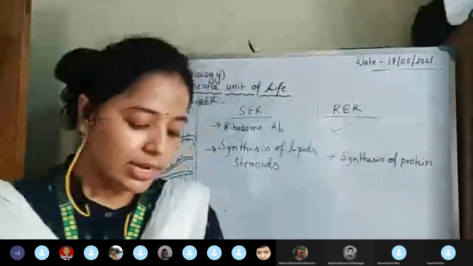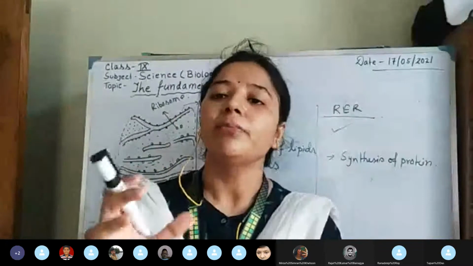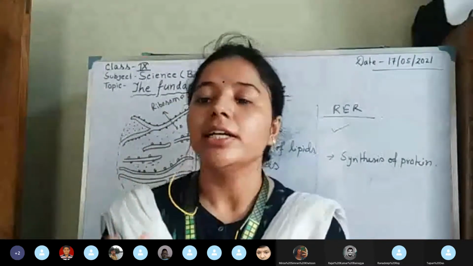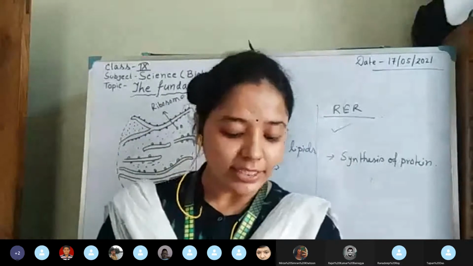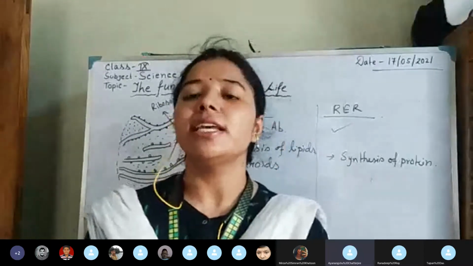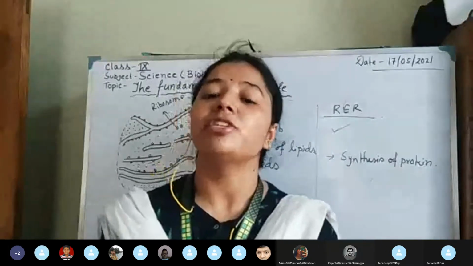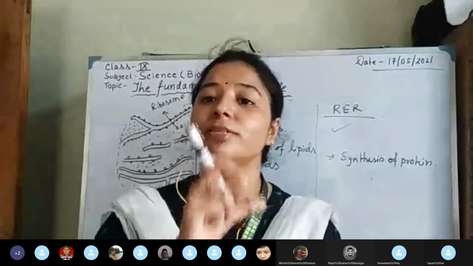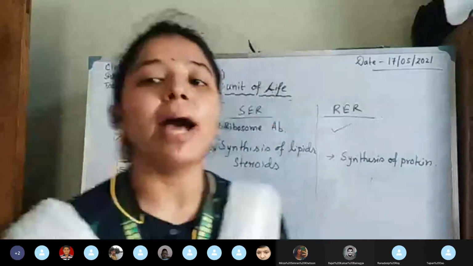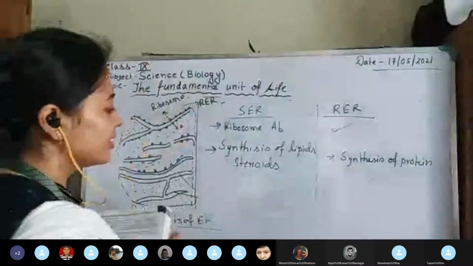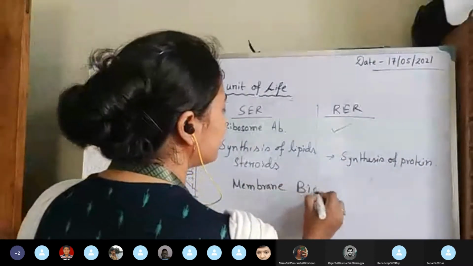Okay, students. Now I have told you that proteins and lipids are synthesized by RER and SER respectively. So we can say that the making of the plasma membrane, the cell membrane, is also dependent on the synthesis of this protein and lipid. This event is known as membrane biogenesis. So what is membrane biogenesis? Now you understood, students. Membrane biogenesis.